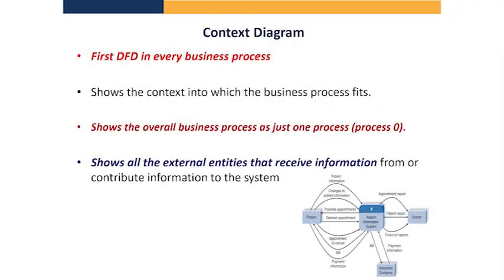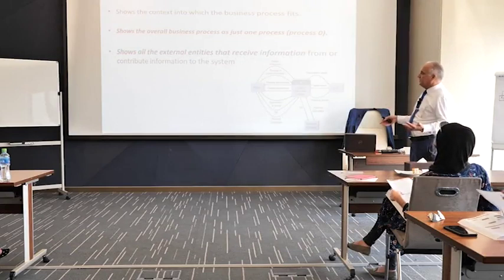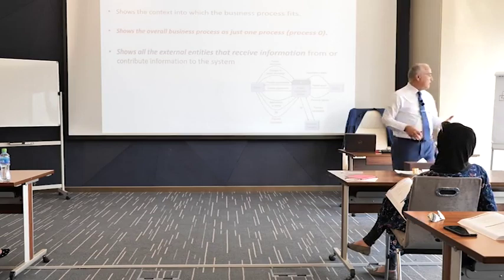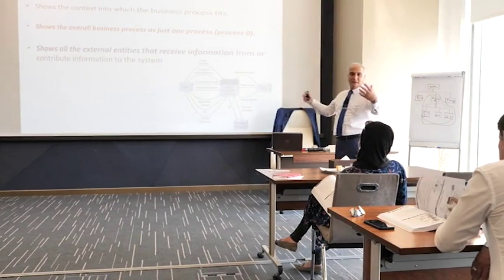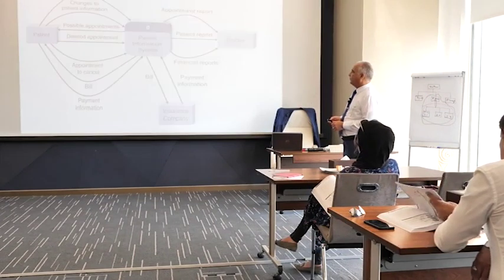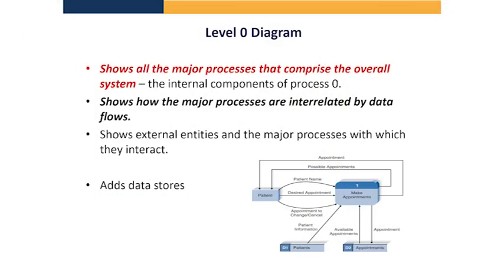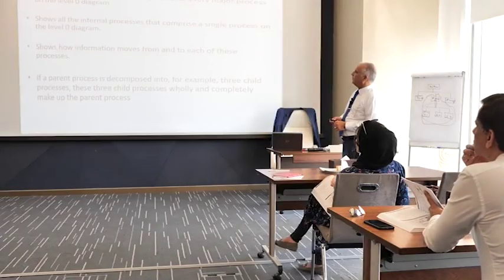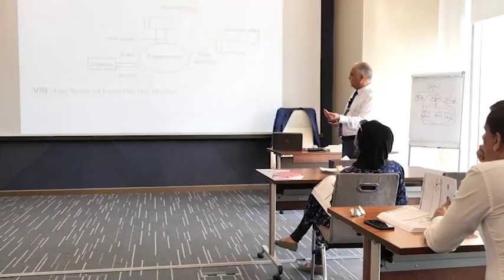Again, first we start with the DFD of every process we do. We show the context, then we show the overall process. In the context diagram, we have the entire system, and we say what the external bodies are. This is a context diagram. This is level 0, level 1. We discussed what level 1 is, and what level 2 is.